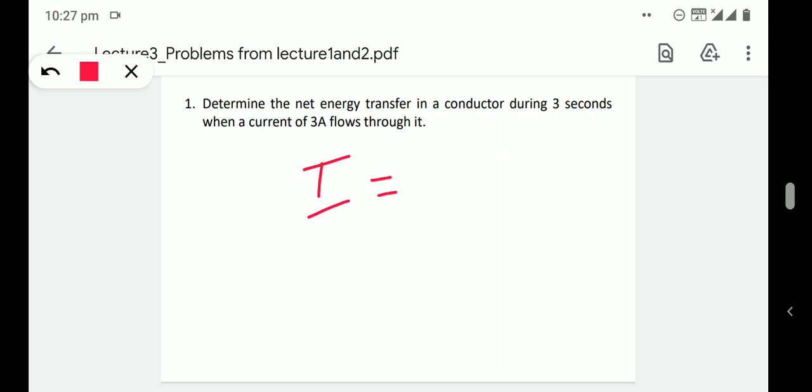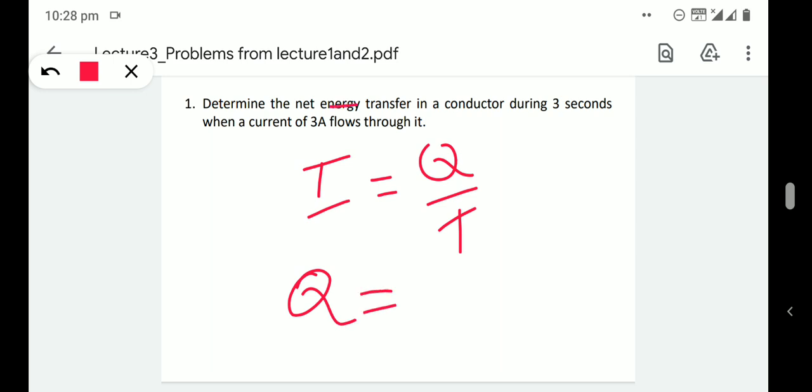We have already discussed the equation for current: I equals q divided by t, where q is charge and t is time. If q amount of charge is passing through a conductor during t seconds, then the current flowing through the conductor will be given by q by t. So here current is given and time is given. We need to find out the net charge transfer.